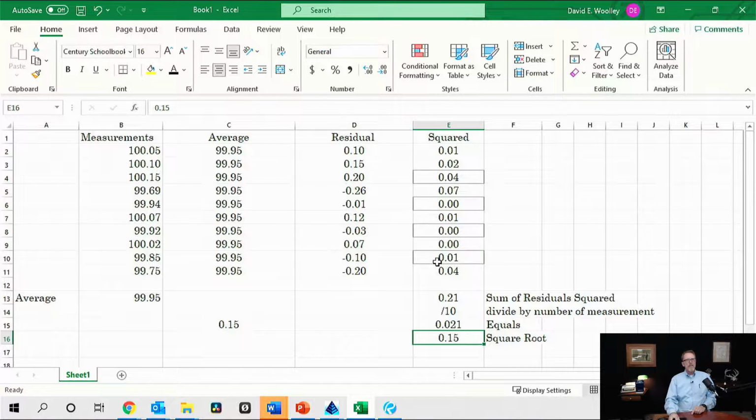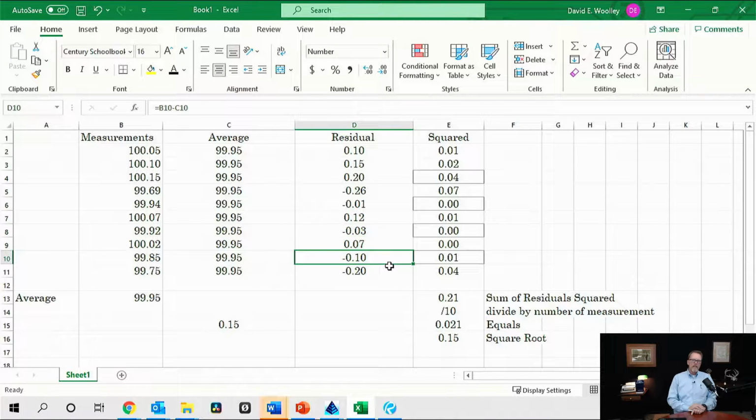Here, standard deviation is 68% of your measurements will fall within 1500ths. Well, let's see if that's true. I have 1, 2, 3, 4, 5, 6, 7. What do you know? 7 out of 10 measurements fall within 1500ths, as they should, 68%.